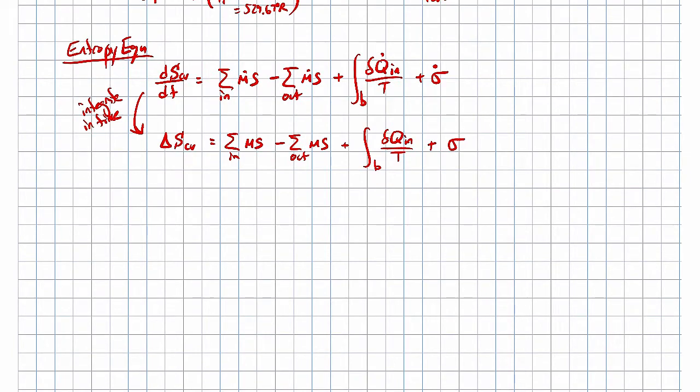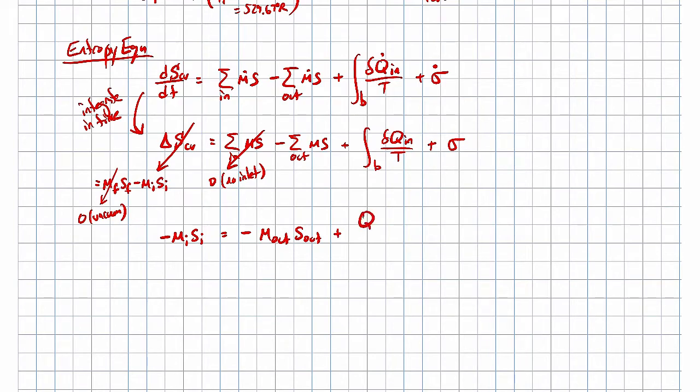We can simplify this just like we did the others. There's no inlet, so that first term goes to 0. And the change in entropy inside the control volume will be the final mass times the final specific entropy minus the initial mass times the initial specific entropy. But we know that the final mass is 0 because it's a vacuum, just like we did in the previous part. So let me simplify this out. We'll have minus m initial times s initial is equal to minus m out times s out, plus Q in over T, and I'm going to come back to that in a moment. This would be T surface, plus sigma.